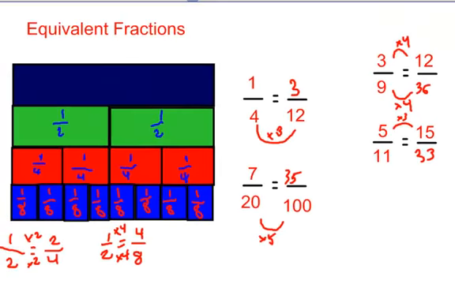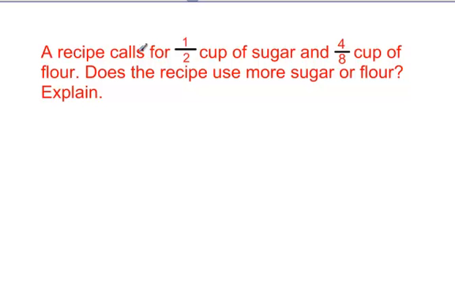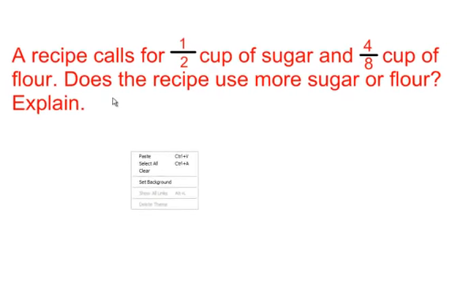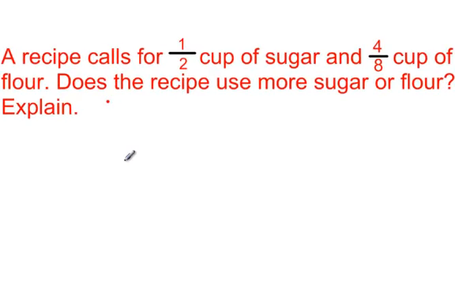Now a word problem. What would a word problem look like for something like this? A recipe calls for 1/2 cup of sugar and 4/8 cups of flour. Does a recipe use more sugar or flour? Well, this one I'm just going to write out right here. 1/2, and then I have 4/8. What did I do to get from 1/2 to 4/8? Well, I just multiplied both parts by 4. So, really, these are the same fractions.